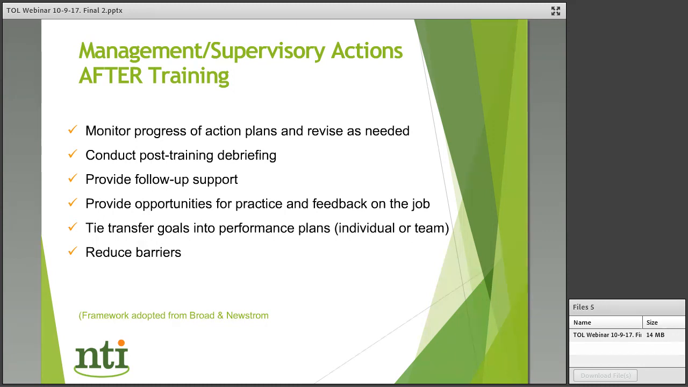And then lastly, we'll talk a little bit more about these actions for after the training. So remember the quote that Lisa shared with us from Art Cohen. If your goal is to produce long-term retention, and if your goal is to produce behavior change, then what you do after training is the most important.